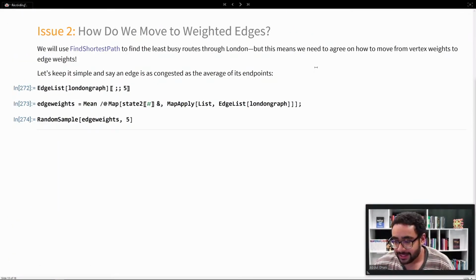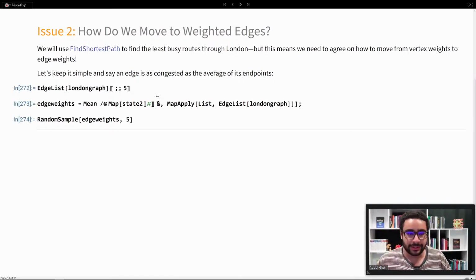Okay, our next issue is that we want to find the shortest path through this graph. Now that we have some weights, we want to find the lightest weight path through this graph to get through different places. But at the moment, we're working with vertices. We've got vertex weights, and we need to do something about this. We want edge weights, not vertex weights.